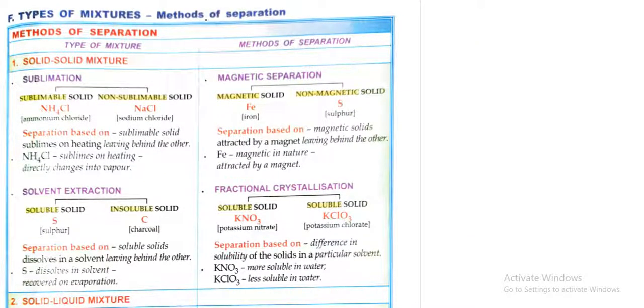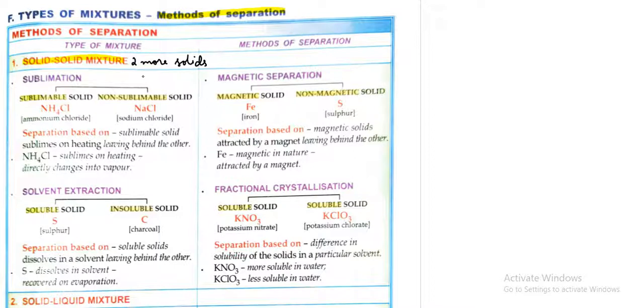Today we will learn how many types of mixtures there are and how we can separate them, that is, the methods of separation. The first type of mixture is the solid mixture. A solid mixture is a mixture where two or more solids are mixed.